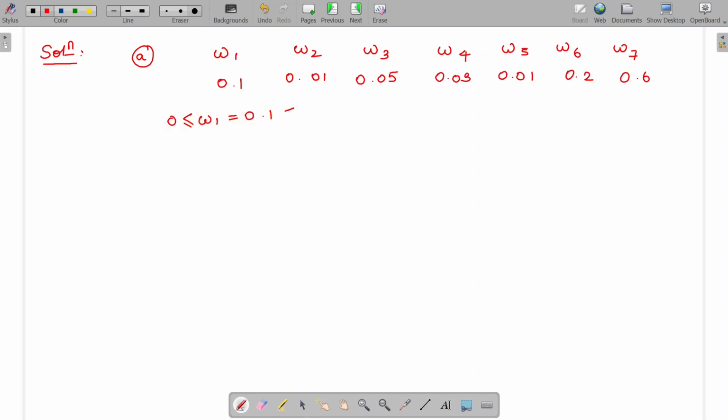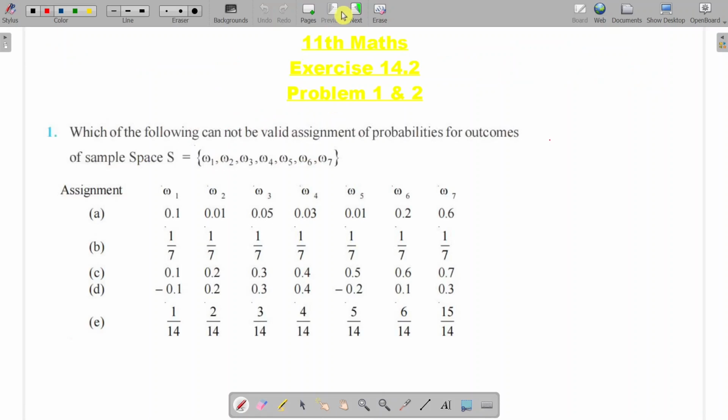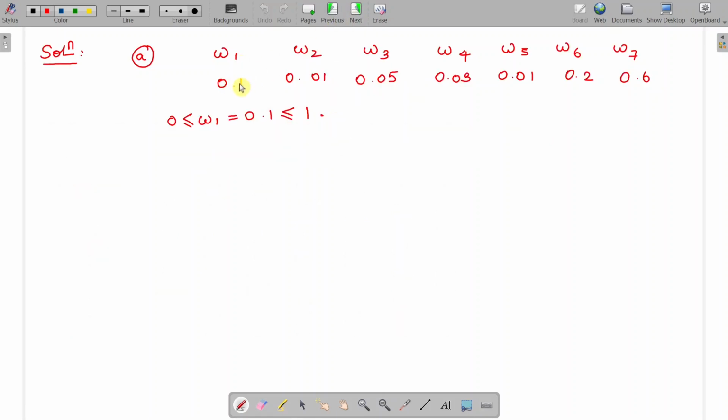or equal to 1 and greater than or equal to 0. Okay, so that means the probability of omega 1 is 0.1. So this 0.1 is between 0 and 1, right? So now we can write 0 less than or equal to P of omega 1 equal to 0.1 less than or equal to 1. And similarly, probability of omega 2 is 0.01, so 0 is less than or equal to 0.01, less than or equal to 1. So similarly, we have 0 less than or equal to probability of omega 3, which is 0.05, which is less than or equal to 1.